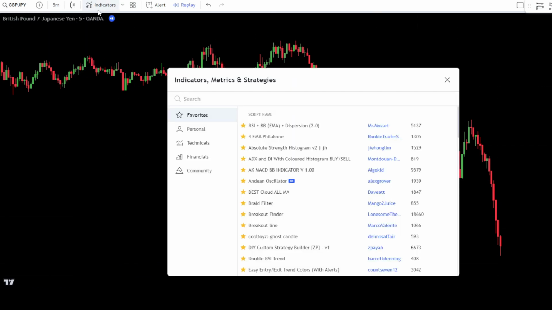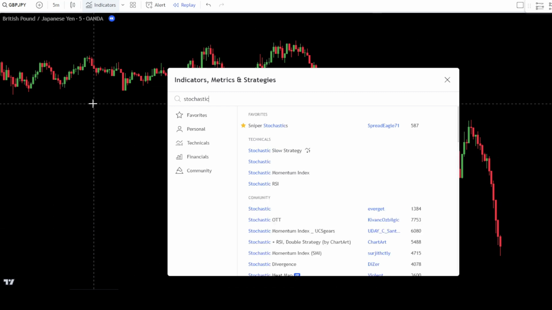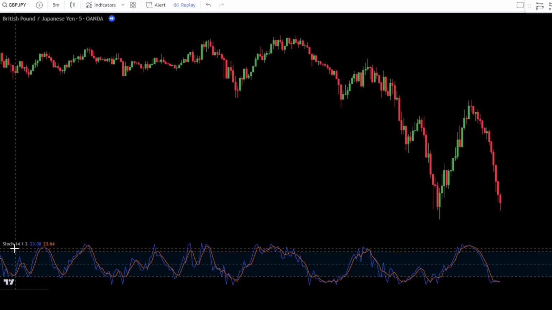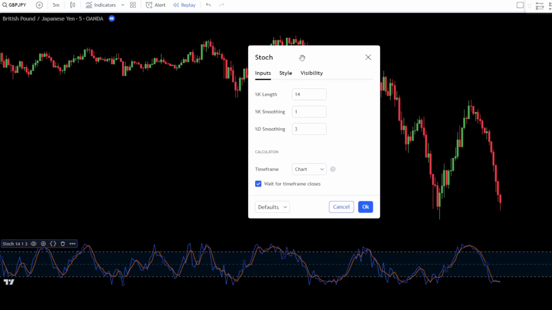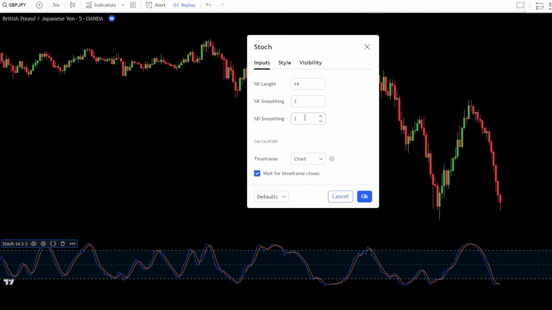Next, go to the Indicator Search tab. In the search bar, type Stochastic Oscillator. Then, simply select the default Stochastic Oscillator from TradingView. After that, make some adjustments to the Stochastic Oscillator indicator. In the Input tab, change the %K length to 14. Then, change the %K smoothing to 3. Finally, change the %D smoothing to 3. Once you're done, simply click OK to confirm the changes.